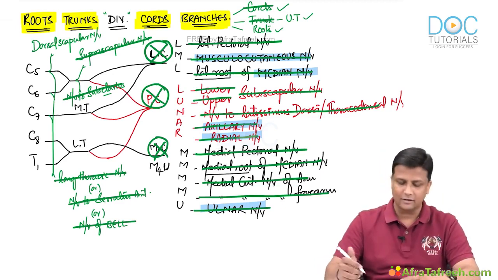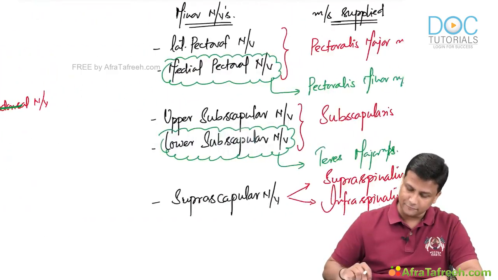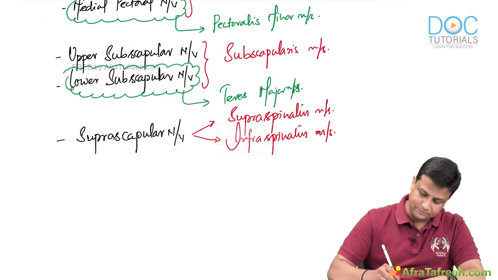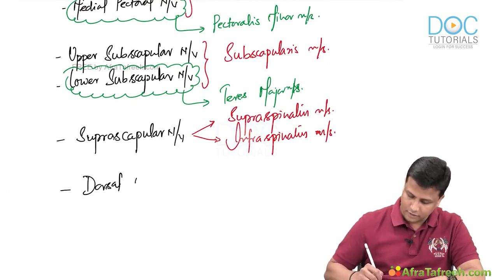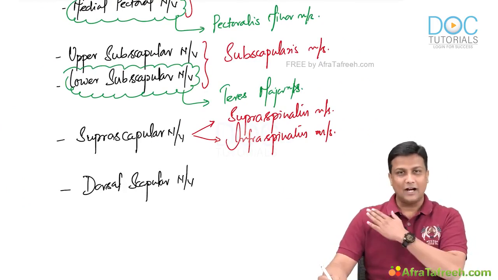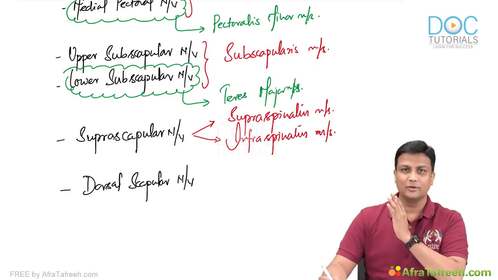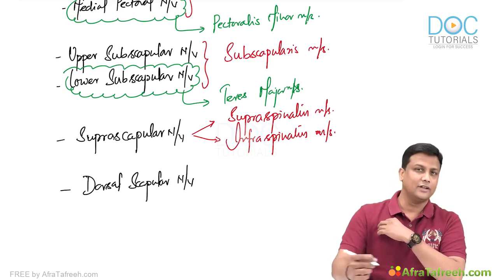Now the last and final thing that is left out is dorsal scapular nerve here. Dorsal scapular nerve. So let us just write down here. Dorsal scapular nerve. And now guys, try to correlate about the muscles. Are we done with pectoralis major? Yes. Pectoralis minor? Yes. And its nerve supply is done. Subclavius also done.